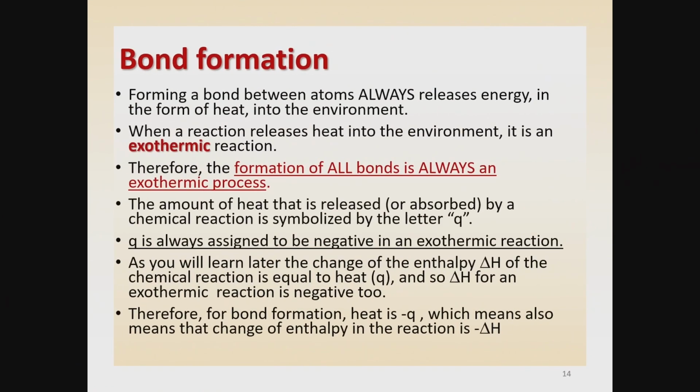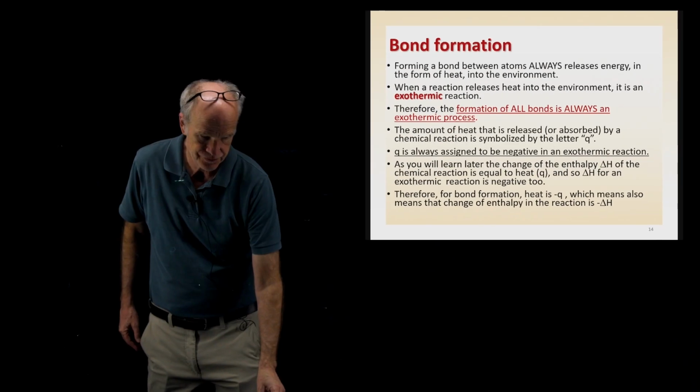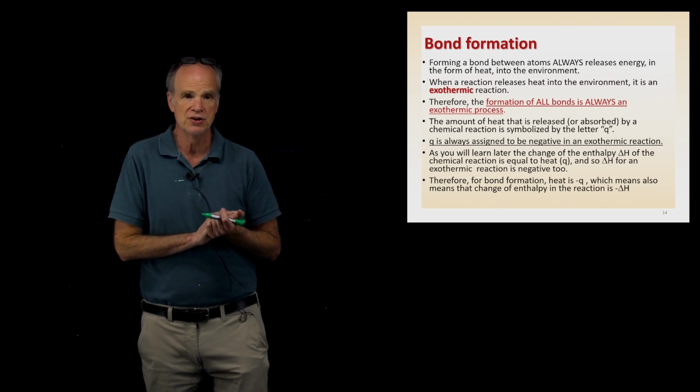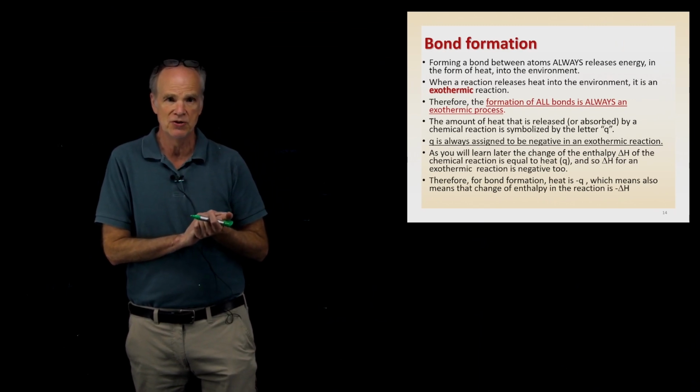So here I have a description of what happens when you take two atoms and you bind them together to form a bond to create a molecule. I have several points there, but I'm going to go over these individual points on the board. So if I can reduce the slides. Okay, so we're going to look at a very simple example of bond formation.